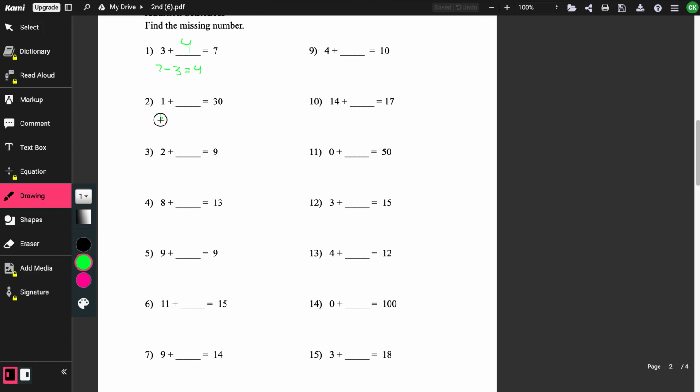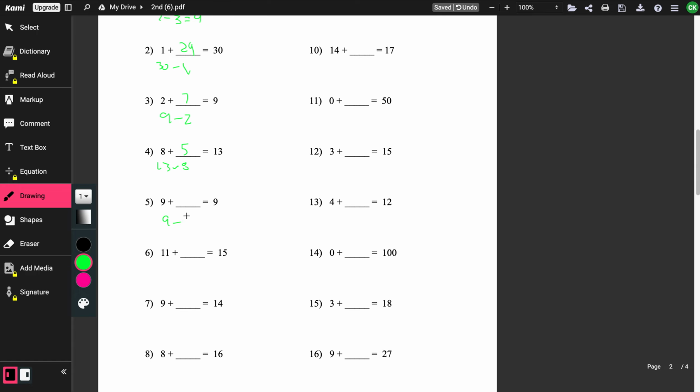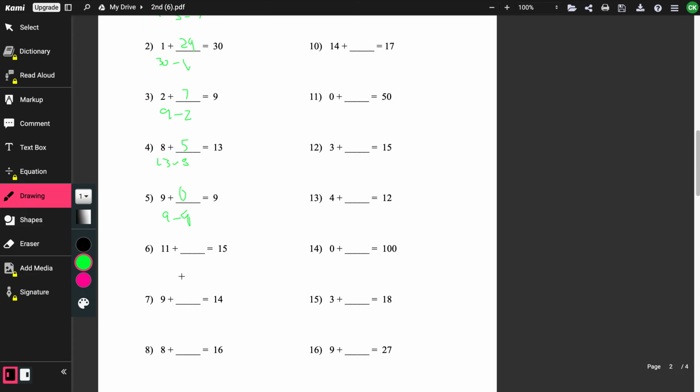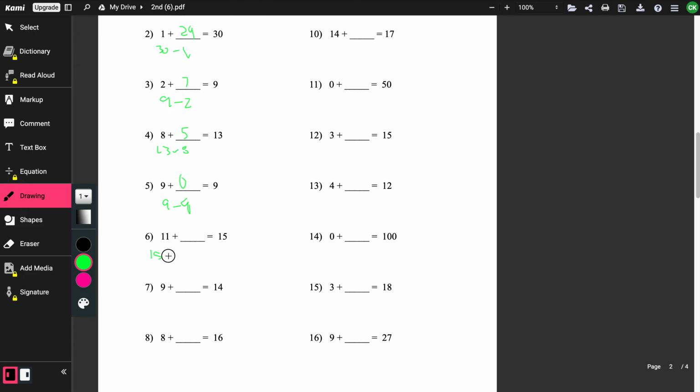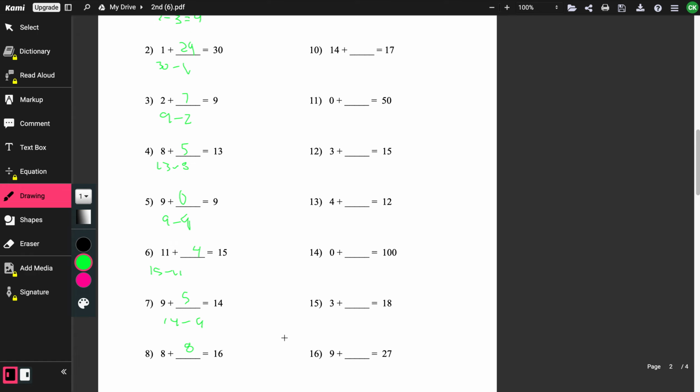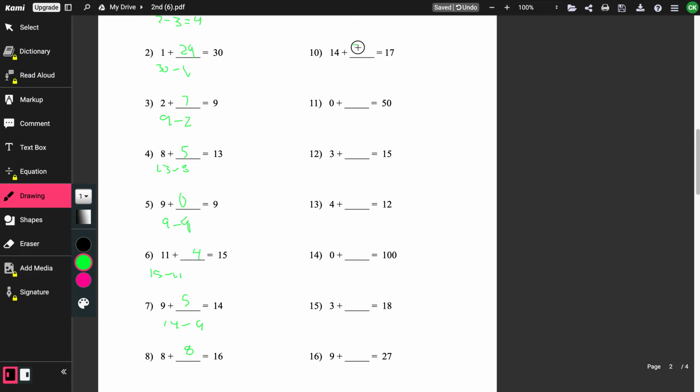Number 2, 30 minus 1, that would be 29. 3, 9 minus 2, that's 7. 8, 13 minus 8, that's going to be 5. And then we're going to do 9 minus 9, which is 0. And 11, 15 minus 11, that would be 4. 14 minus 9, that would be 5. 16 minus 8, that's 8. 17 minus 14 is going to be 3.